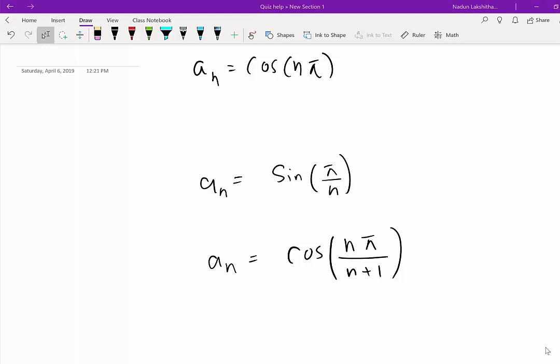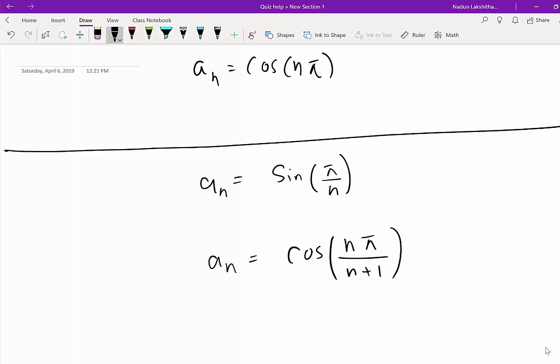So what do you think happens in the first sequence, cosine n pi? What do the terms of the sequence look like, for example? If we start from n equal to 1, it's going to be cosine pi, right? When n is equal to 2, cosine 2 pi. When n is equal to 3, cosine 3 pi. So this is the sequence, right?